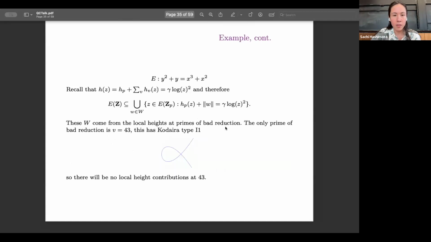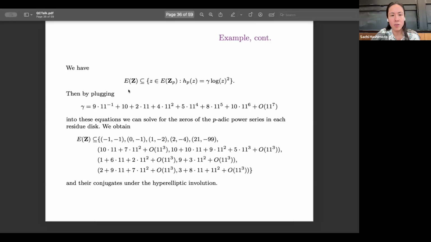And so in order to find rational points, we also need to know something about the places of bad reduction here. And so the place of bad reduction is just 43. And here the Kodaira type ends up being, it's got a node, so this is Kodaira type I_1. And this corresponds to having no local height contributions. And so if we simplify this formula, we get that we're just solving for the rational points when the local height at p is equal to gamma log squared.